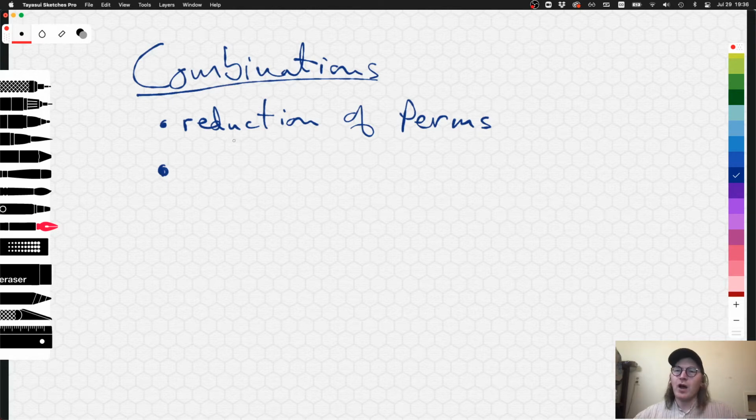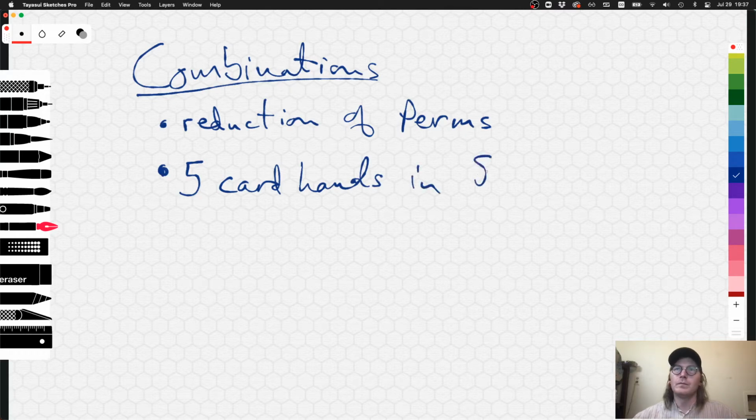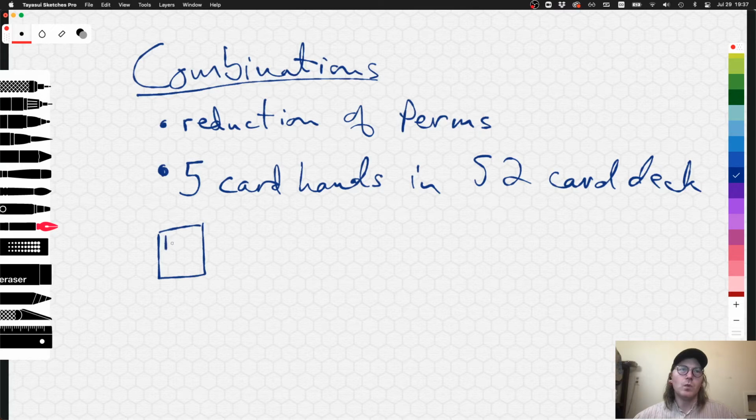How many different five card hands can you have in poker? You've got a 52 card deck. How many 5-card hands can you have? Offhand, a lot. I'll just say that.